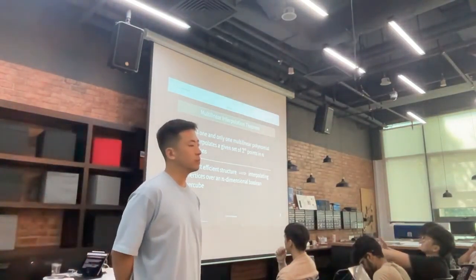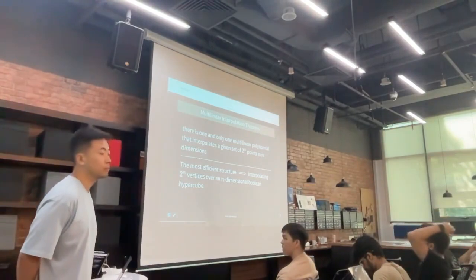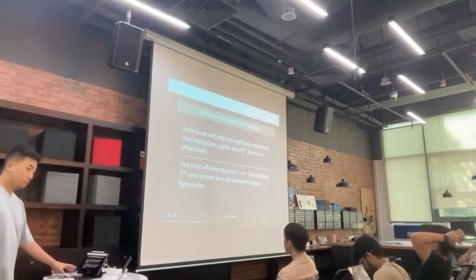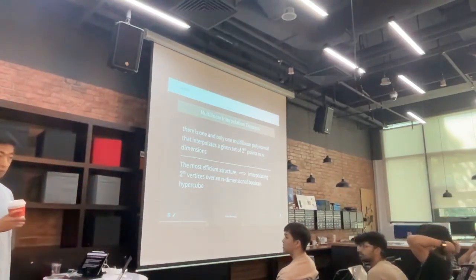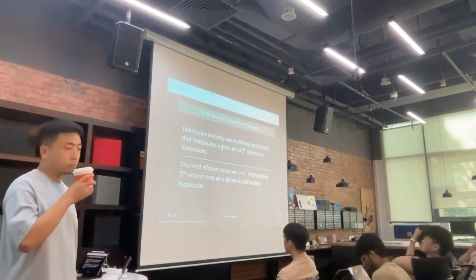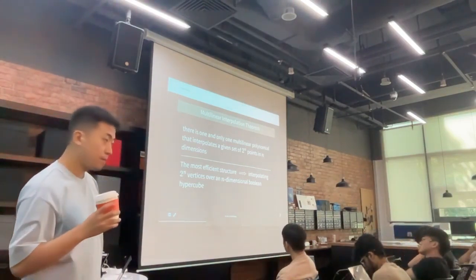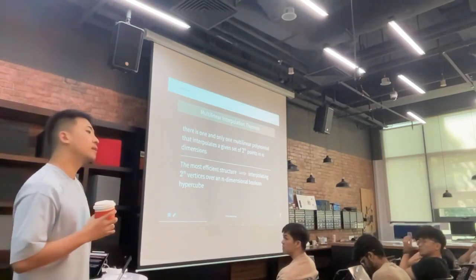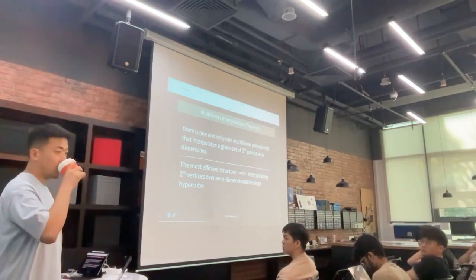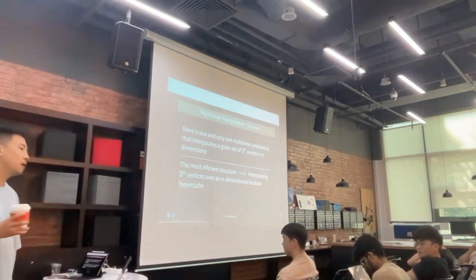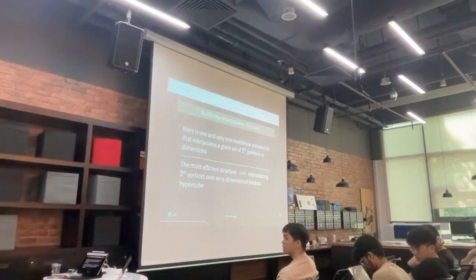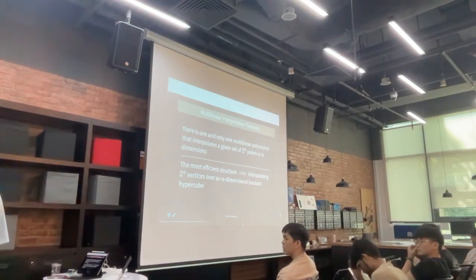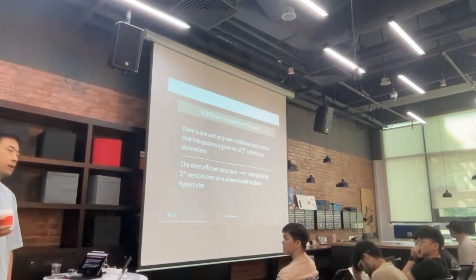So for example, if I have 4 points, then by this definition, the most efficient structure would be to define it over a square in 2 dimensions. But in 1 dimension, we'd be defining it over a cube. So what's the efficiency that we're gaining? The efficiency that we are gaining is that the cost of the interpolation drops down to O of n rather than O of n log n.